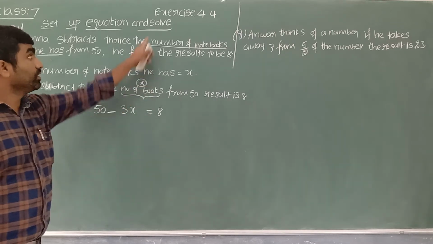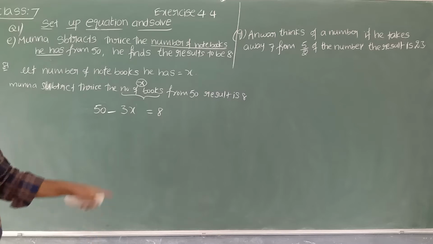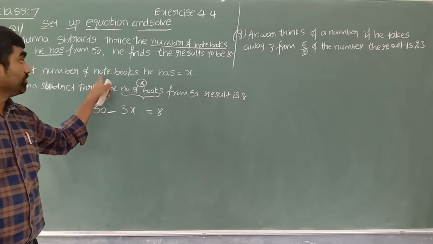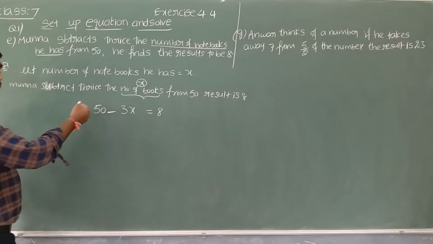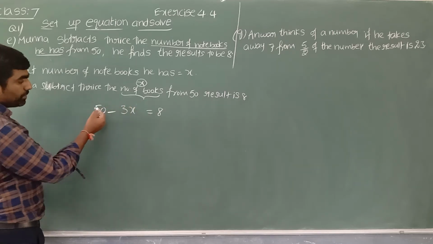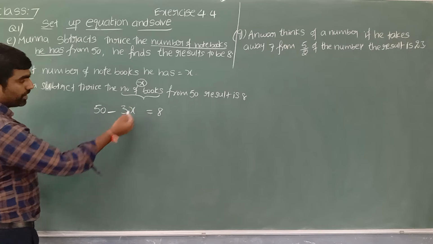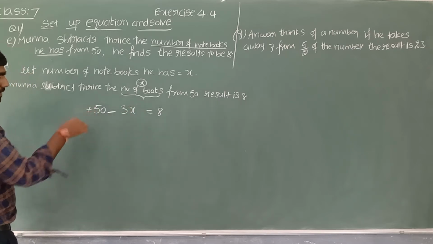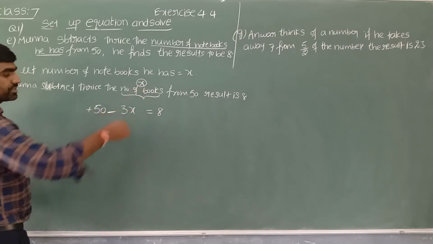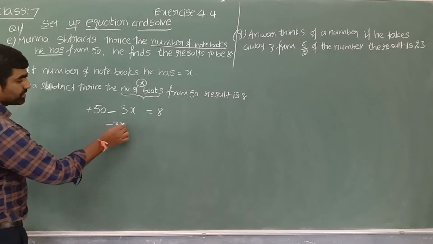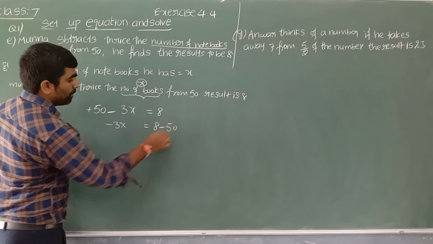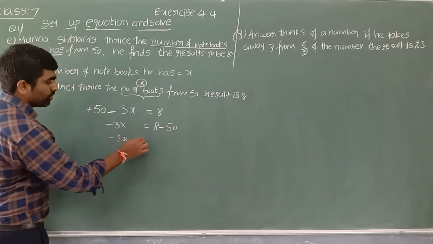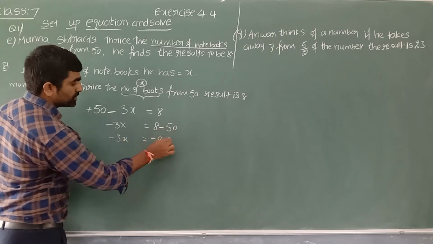This we need to solve. We have to find the value of the variable x, I mean, we have to find the number of notebooks he has. So how can we find this? We'll go with the method of transposing. In that method, we have to make x separate. 50 has a plus symbol, so transpose plus 50 to that side first. So it will be minus 3x is equal to 8 minus 50, which is minus 42.